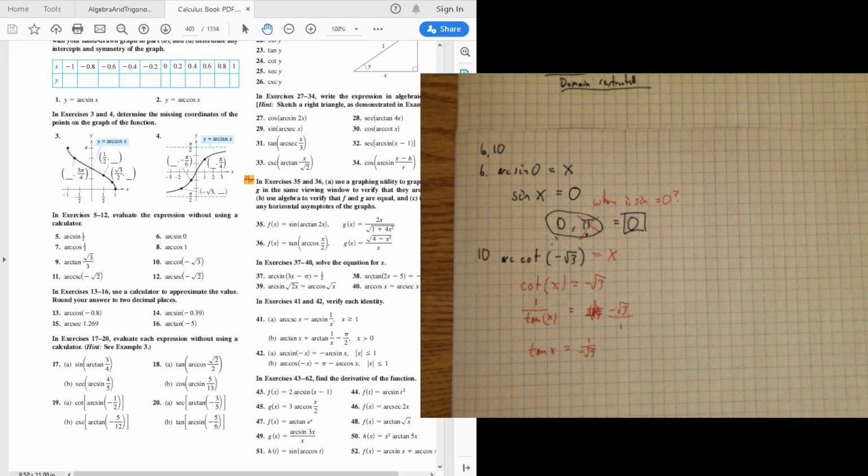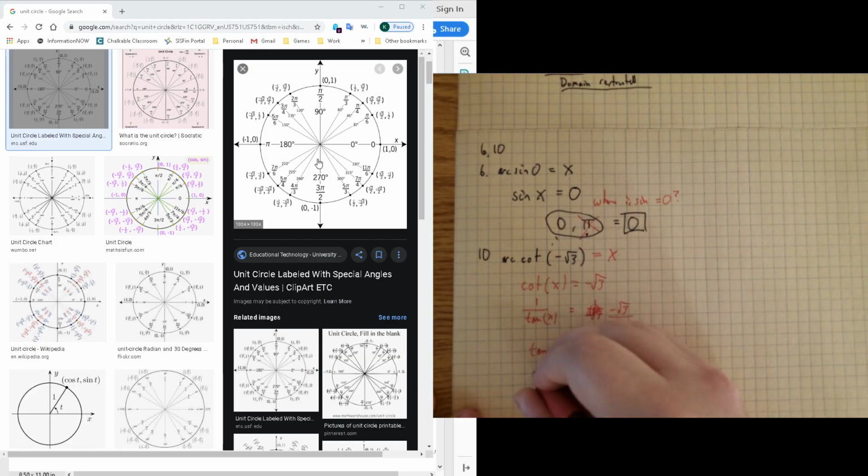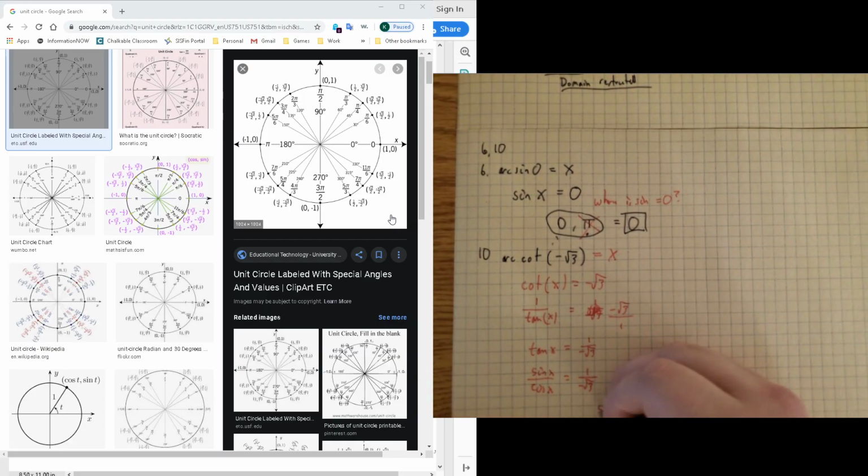Now, tangent is not typically given on the unit circle. However, remember, to do tangent, you can just do sine over cosine. So we can do sine divided by cosine equals 1 over square root of 3. So, in other words, where's a place where we end up with this relationship? It turns out that happens at 5 pi over 6.